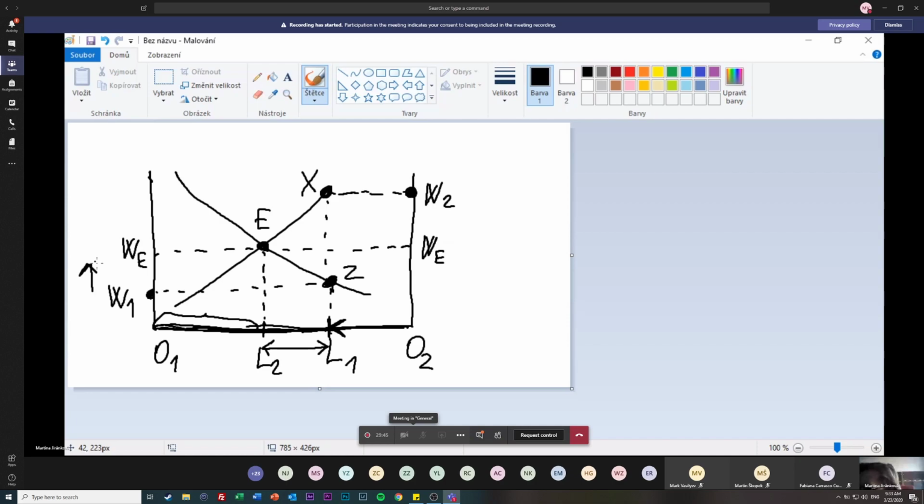What happened in the second country? The second country is now at its marginal product of labor, also at the point E. They now have O2, L2 people, but because they have more workers now, their wage decreased to WE. So let's start to write.